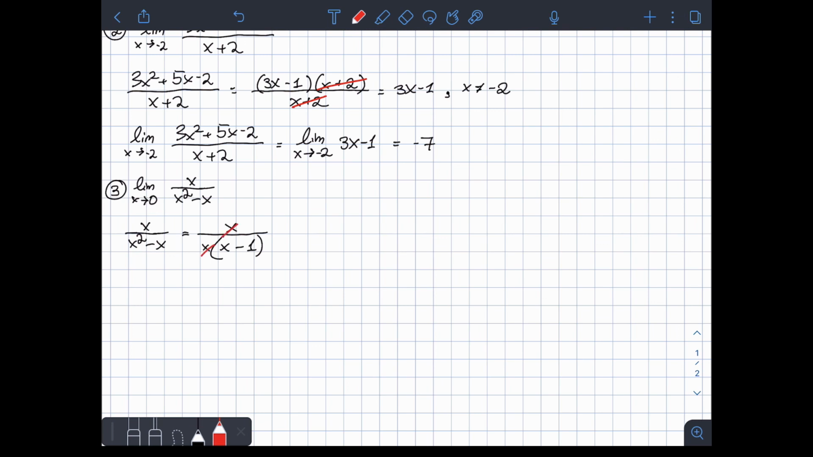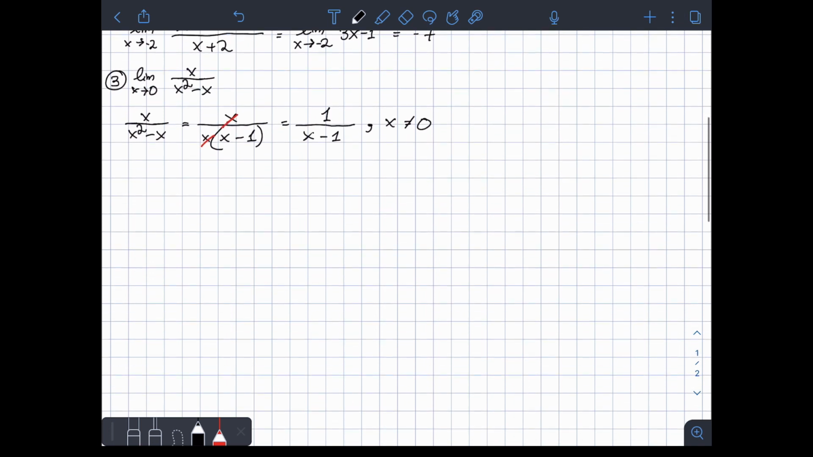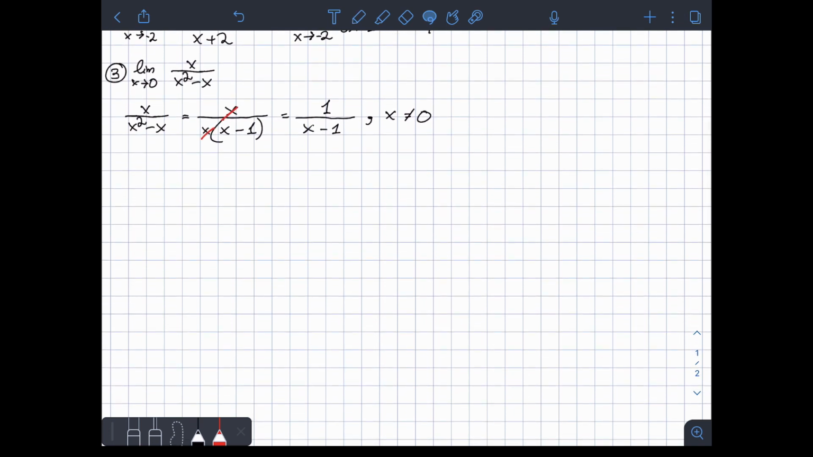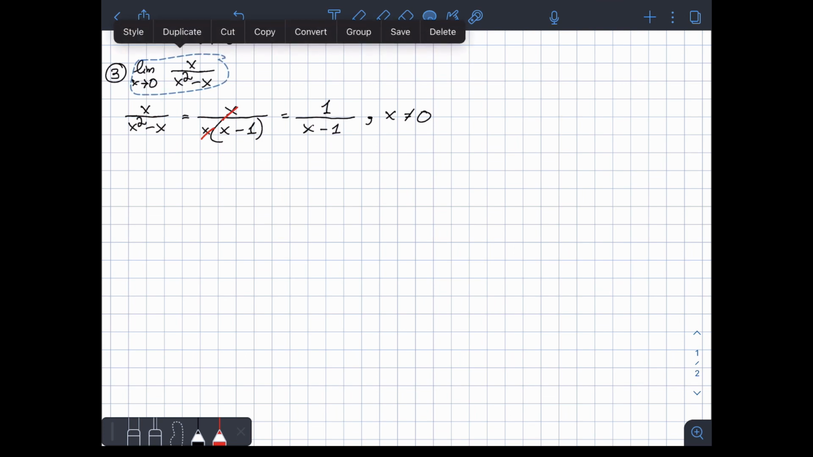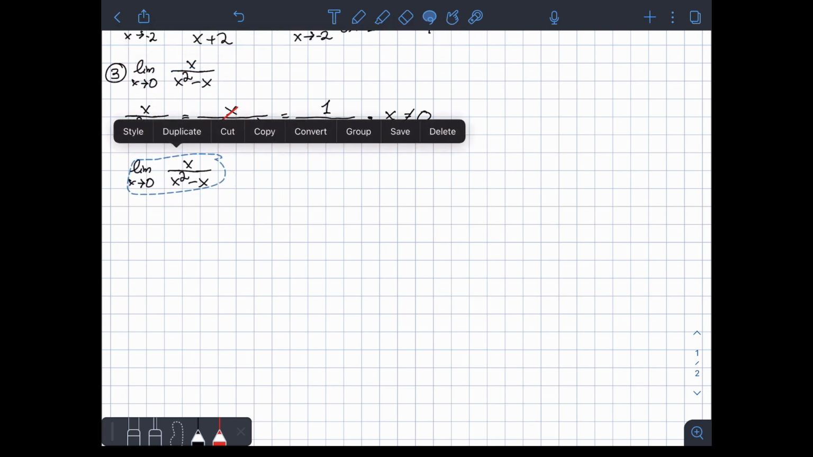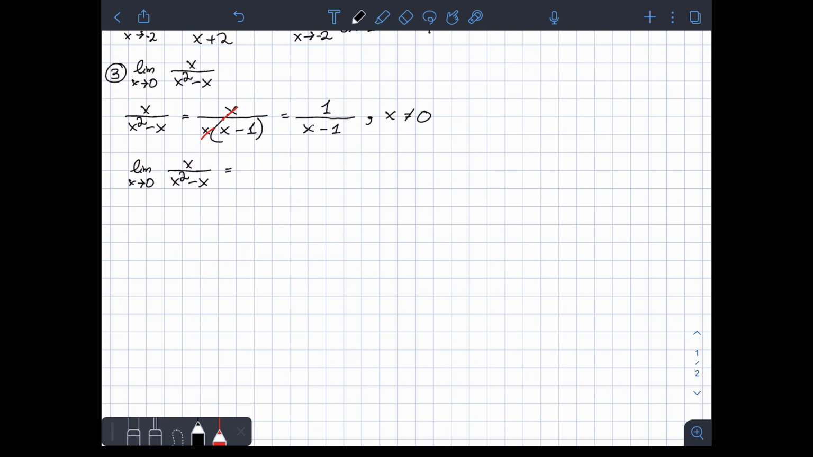the x's cancel out, we get 1 over x minus 1, for all but the point x equals 0. And then if we take the limit of that function, which is equivalent to the limit of our original function, as x approaches 0, it is equal to 1 over negative 1, which is just negative 1.